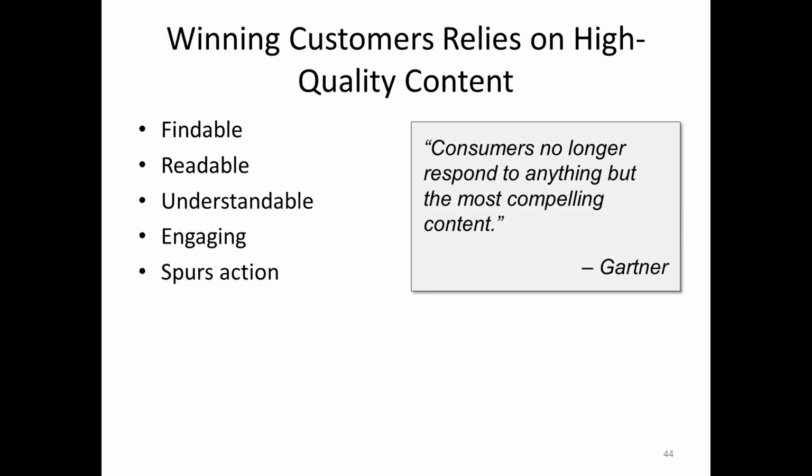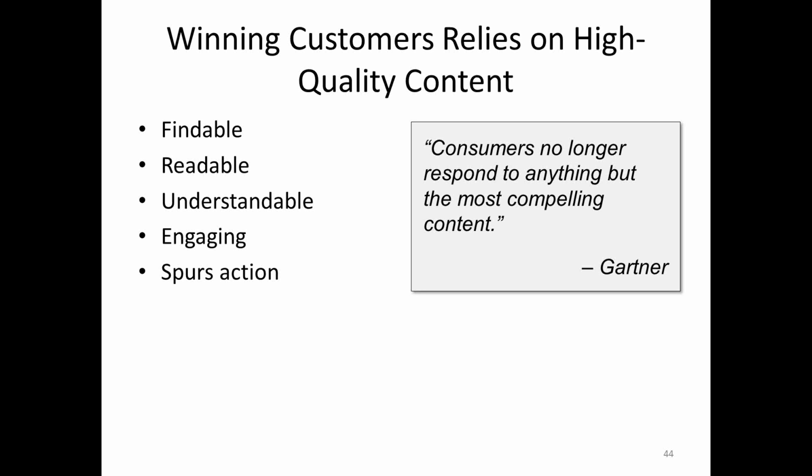Now let's talk about the importance of high-quality content. So now we're shifting gears to, okay, we all agree that content is important. What aspects of that content are important, and why are they important?